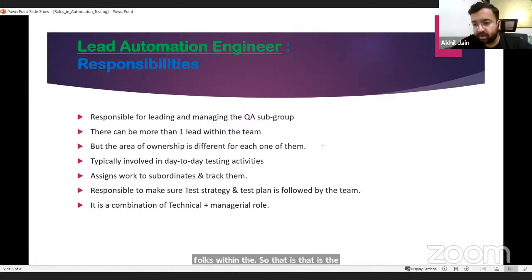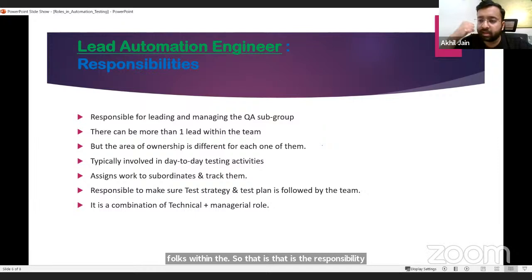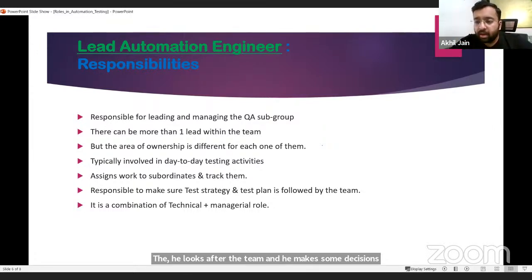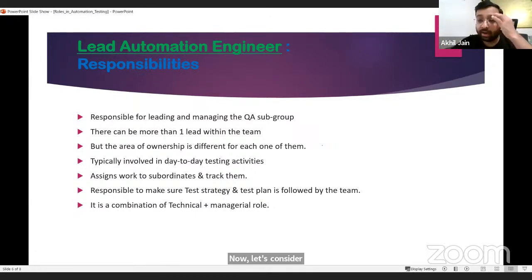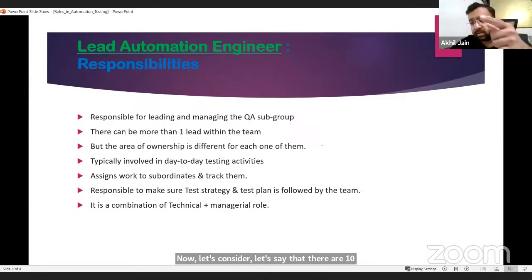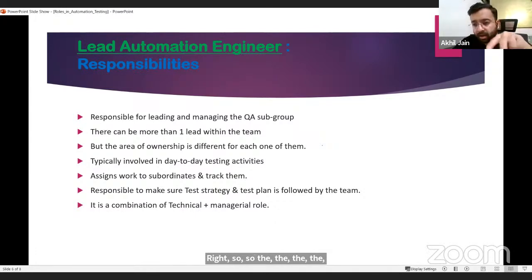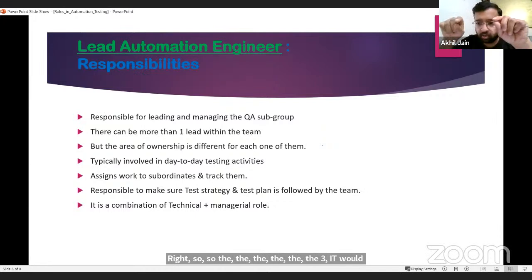And when it comes to a managerial role, the person has to make sure that everything is getting delivered. He looks after the team, and he makes some decisions for the team members who are assigned to him. Now let's consider that there are 10 folks, and there are two junior engineers, one senior engineer. So the pyramid or the hierarchy would be like two juniors, and now on top of it, there would be two seniors around it.